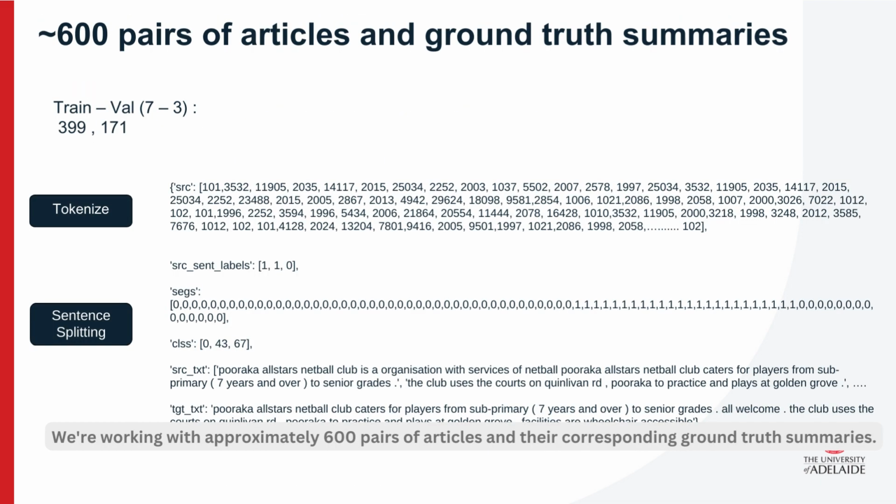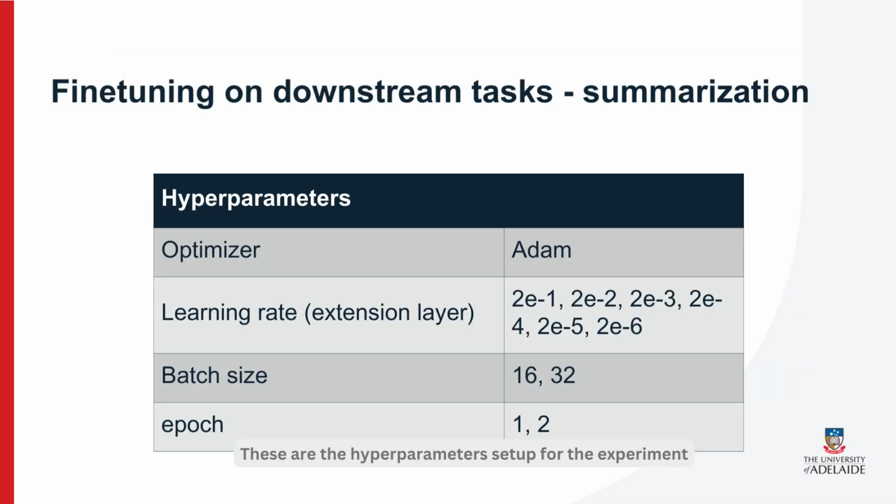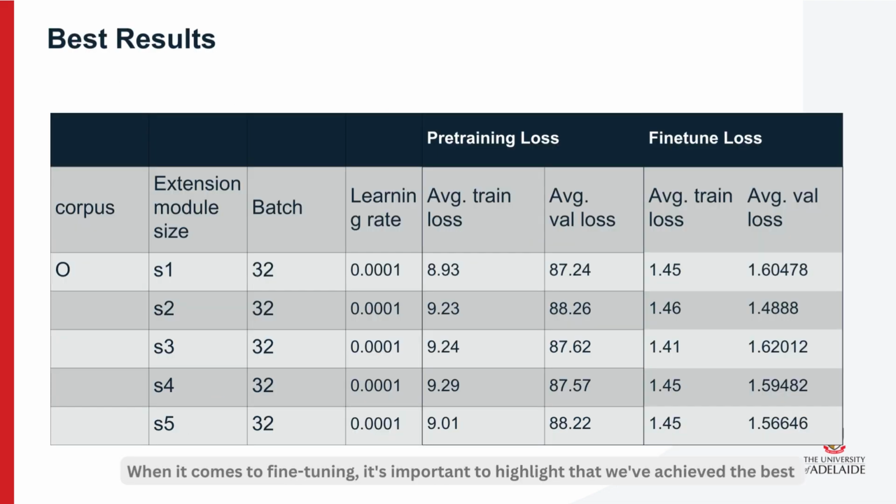We are working with approximately 600 pairs of articles and their corresponding ground truth summaries. To prepare this data, our initial steps include tokenization and sentence splitting for further analysis and processing. These are the hyperparameters set up for the experiment. When it comes to fine-tuning, it's important to highlight that we have achieved the best result with the XPERT loss configuration labeled as S2. This particular setup has proven to be the most effective in optimizing our model's performance.